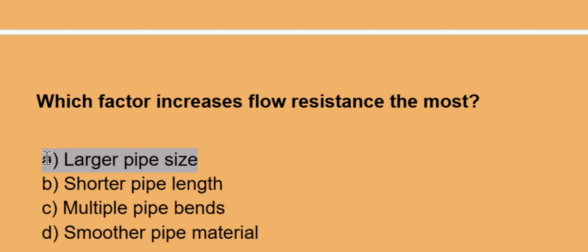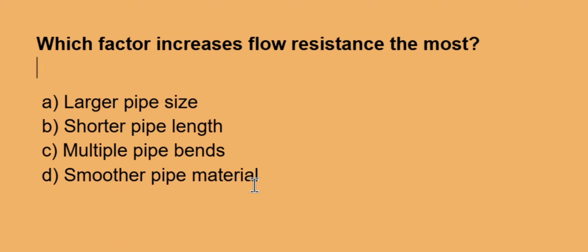Question. Which factor increases flow resistance the most? A. Larger pipe size. B. Shorter pipe length. C. Multiple pipe bends. Or D. Smoother pipe material. The correct answer is C.